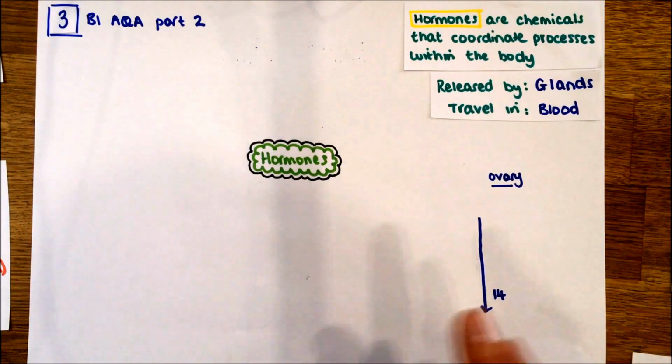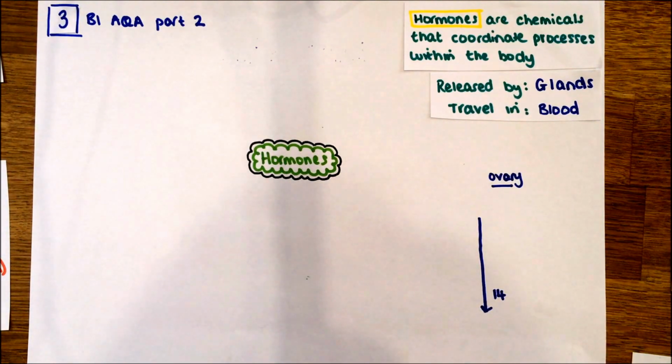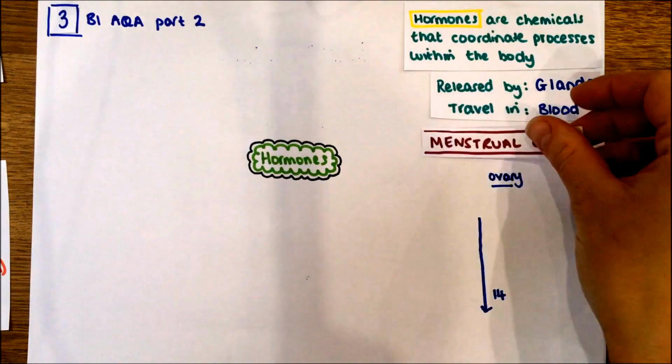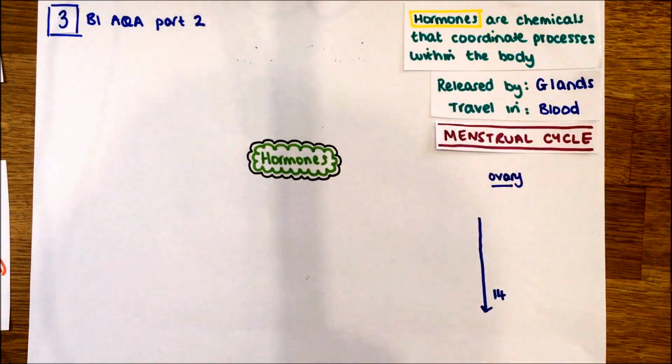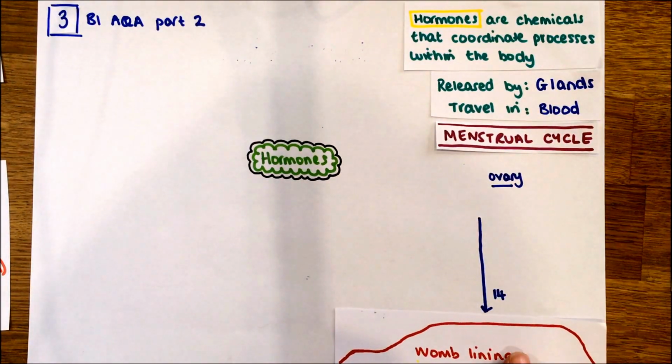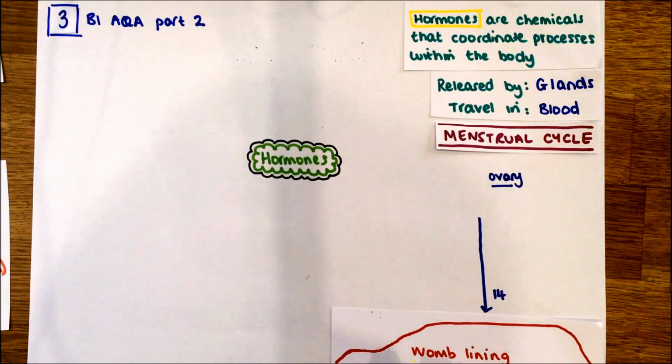And what we need to look at in this chapter is the menstrual cycle in humans, and plant hormones. There's 2 aspects to this chapter. So let's start off by looking at the menstrual cycle. The menstrual cycle is looking at how we are controlling the womb lining, the release of an egg, all to be ready for fertilisation, in order for a baby to grow.